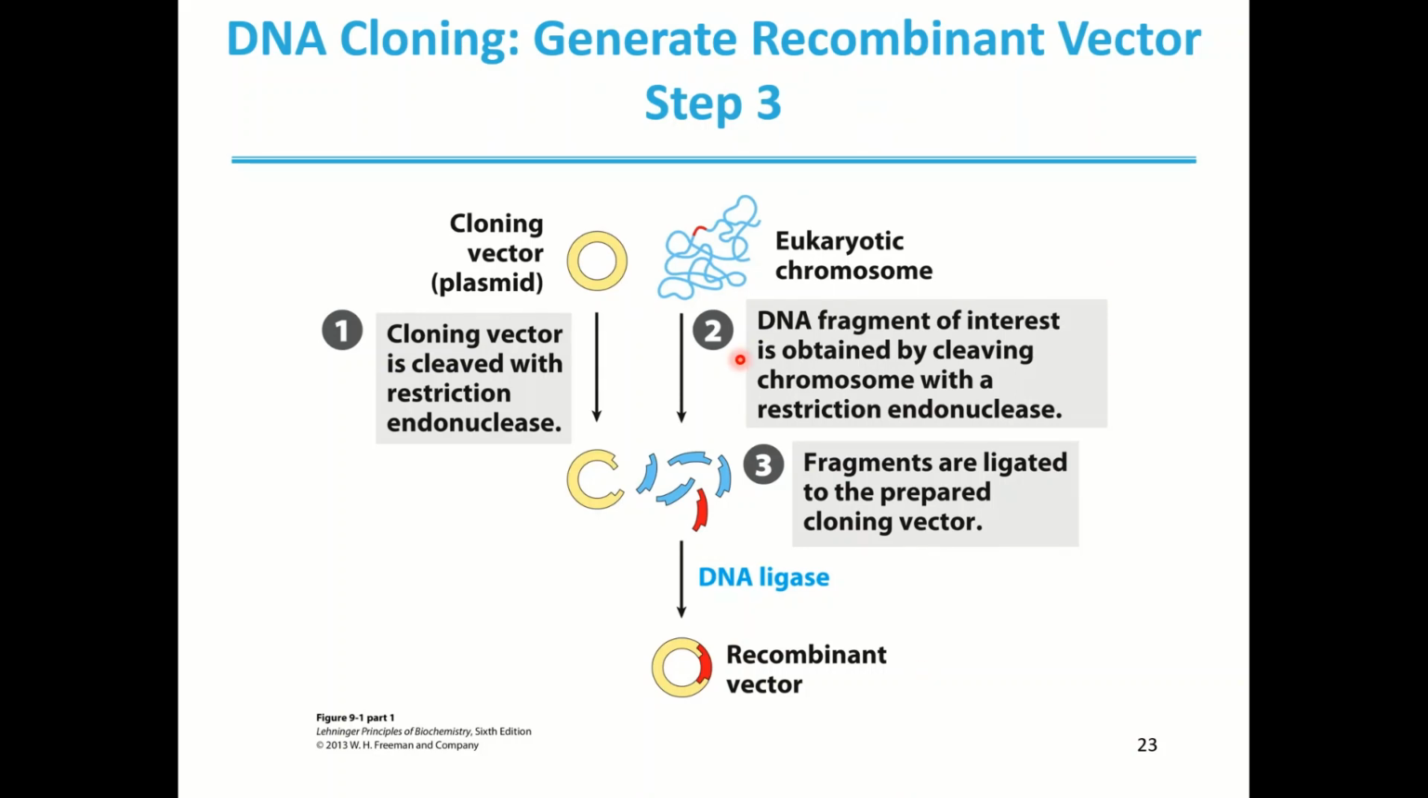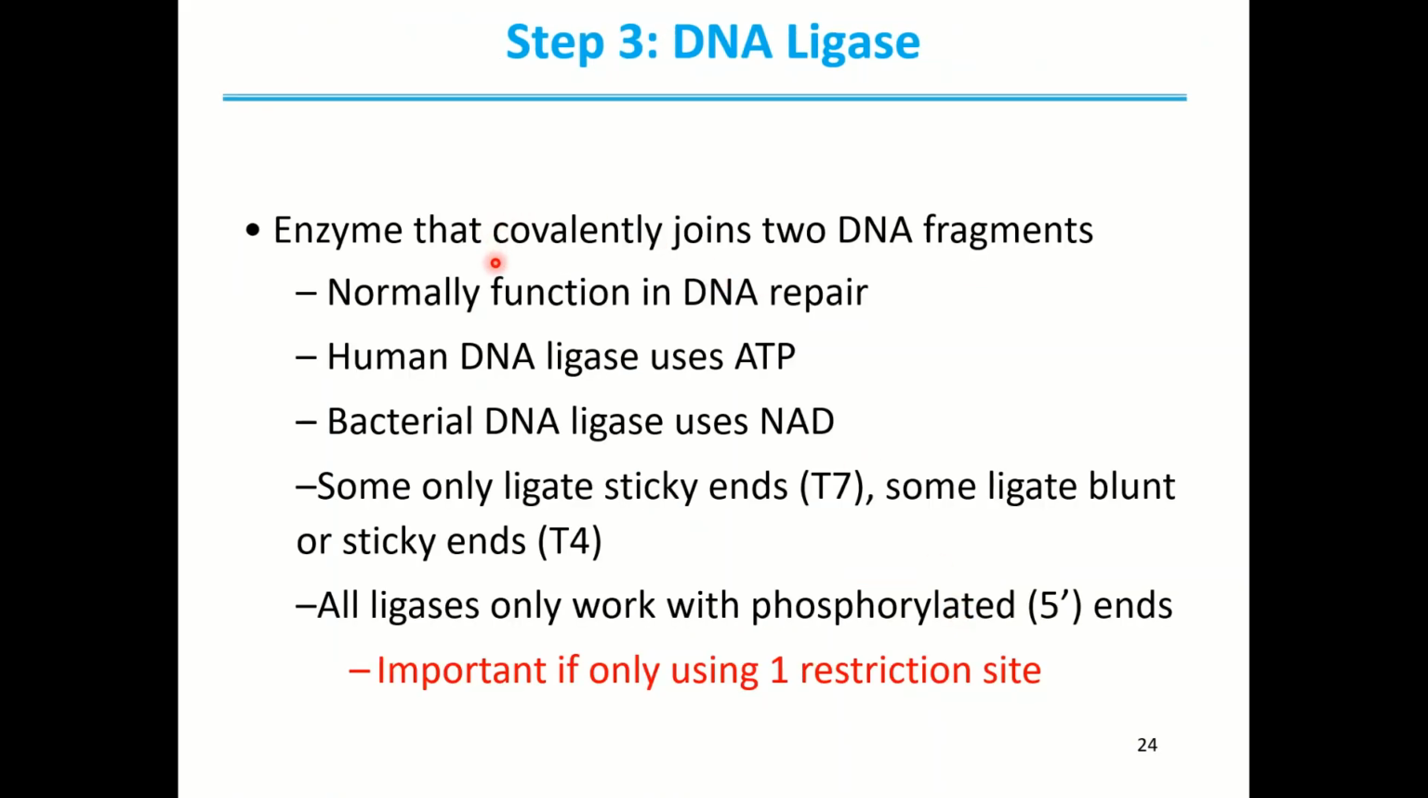All right, let's look now a little bit closer at step 3, the DNA ligase. A ligase is an enzyme that covalently joins two DNA fragments. This is normally functional in DNA repair inside a cell. Human ligase uses ATP. Bacterial ligases use NAD. Some only ligate sticky ends. T7 ligase is an example of one that only ligates sticky ends. Some ligate blunt ends or sticky ends, and T4 ligase is an enzyme that does both.